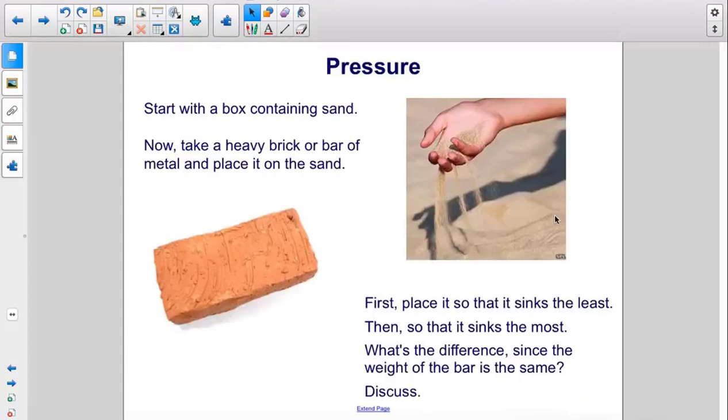Pressure. Start with a box containing sand. Now take a heavy brick or bar of metal and place it on the sand. First, place it so that it sinks the least, then so that it sinks the most. What's the difference, since the weight of the bar is the same? Discuss.